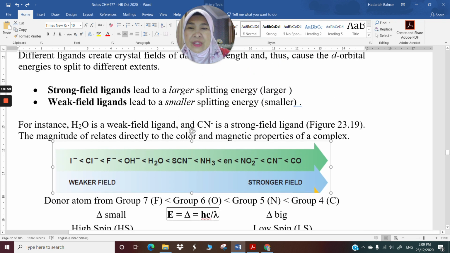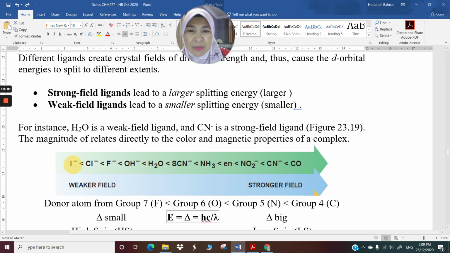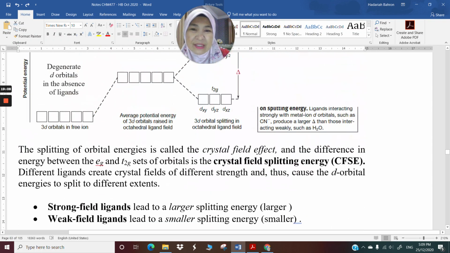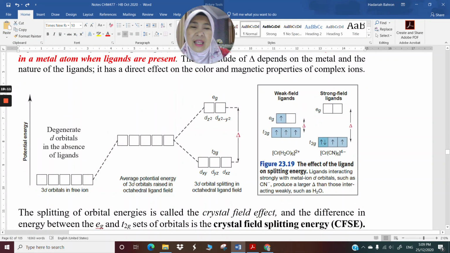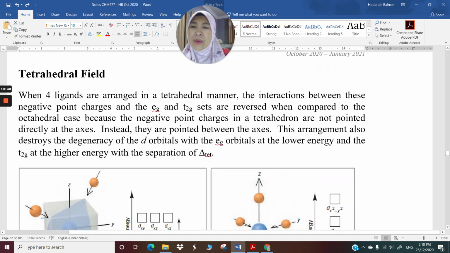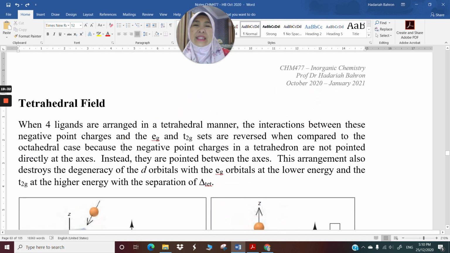So splitting caused by your iodine will be smaller compared to splitting caused by your carbon monoxide or your carbonyl. Okay, so that is about the splitting of the d orbitals in the octahedral field, and the magnitude of the splitting depends on the type of ligand. If you have the same metals interacting with different types of ligands, then you have different delta values. Now I'm going to go into the tetrahedral field next.